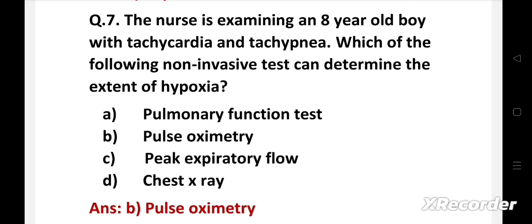Arterial oxygen can be monitored non-invasively and continuously using a pulse oximeter probe on a finger or toe.